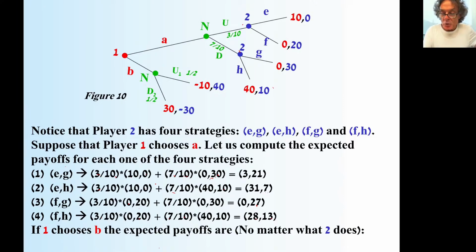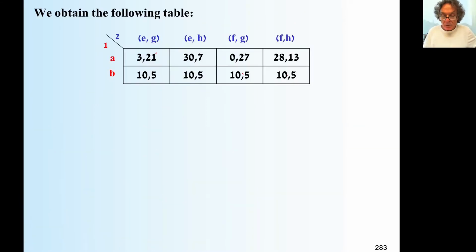Remember, here she compares 0 to 20, she goes F. Here she compares G to H, 30 to 10, she goes G. So the perfect equilibrium is he goes B, but she goes F and G. So this is F and G, and he goes B. This is the perfect equilibrium.